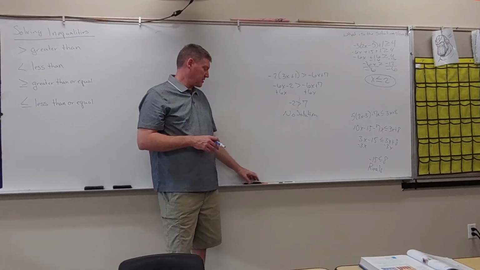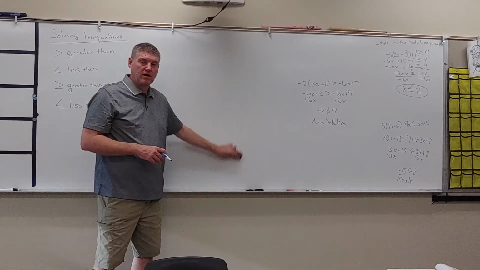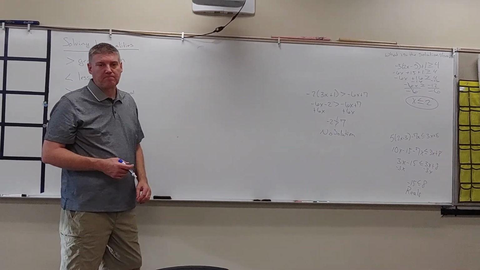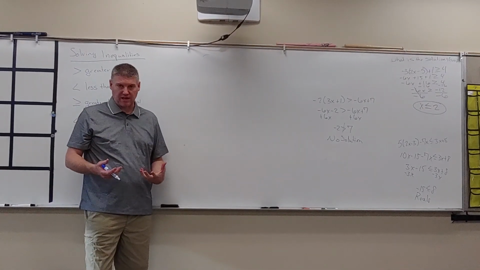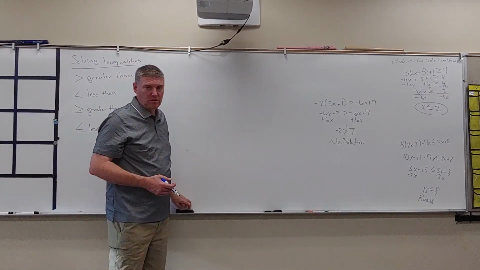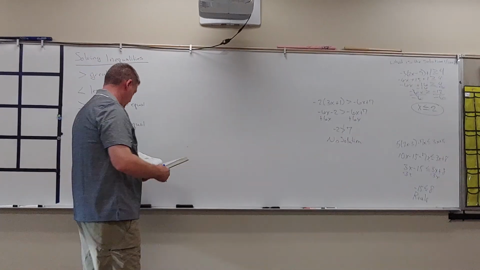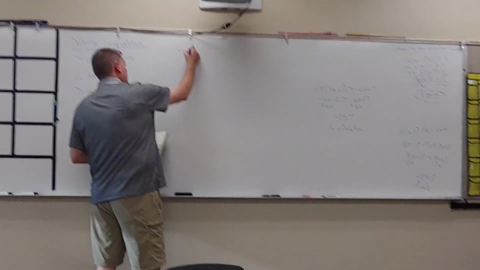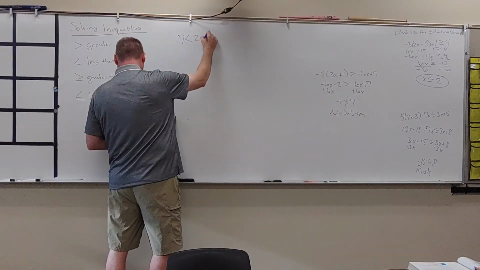The last thing we're going to talk about is compound inequalities. So what is a compound inequality? A compound inequality is when we have 2 or more inequalities together. Okay, usually connected by the word and or the word or. Okay, so our first one looks like this. 7 is less than 2x plus 1.